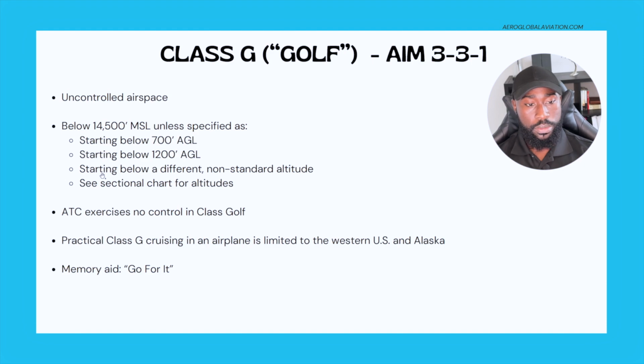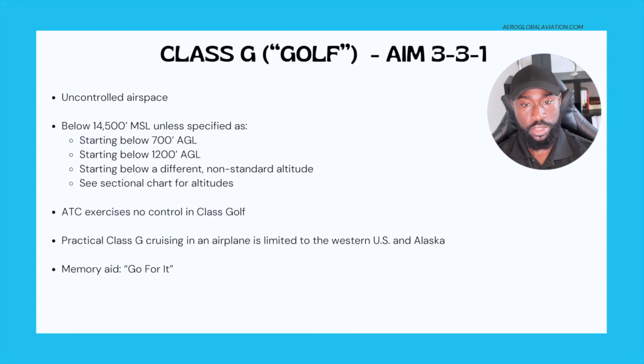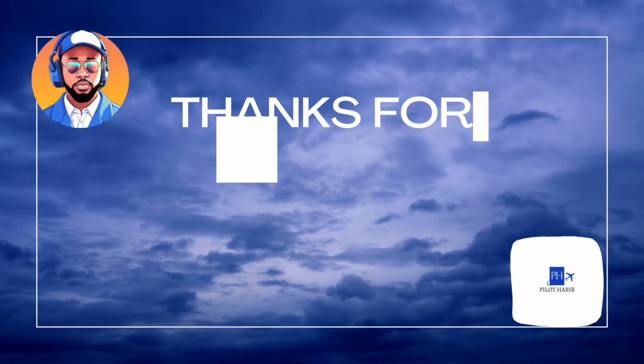And then sometimes it could start at a different or non-standard altitude, typically denoted with the blue zipper lines we looked at earlier, where they give you the MSL altitudes. Usually below that is considered Class Golf, so you can just go for it. The memory aid is just go for it. You can fly. You don't have to talk to ATC. You don't have to talk to anybody. If you need to study a little bit more, you can go to the AIM chapter 3-3-1.